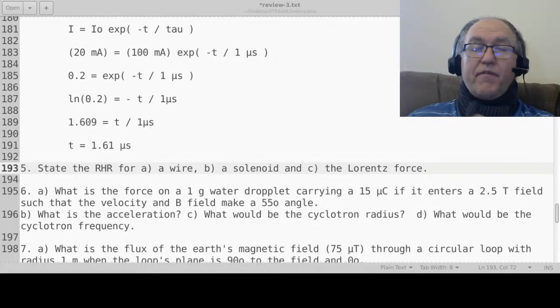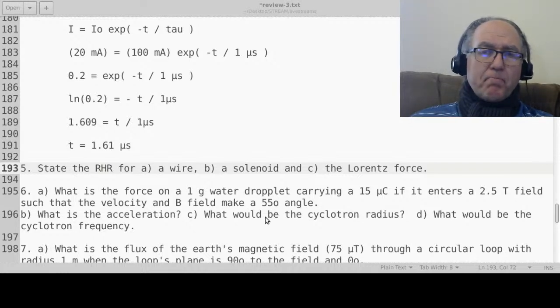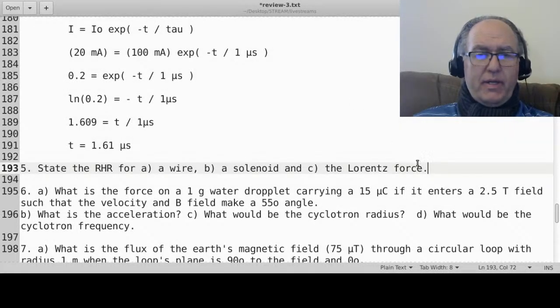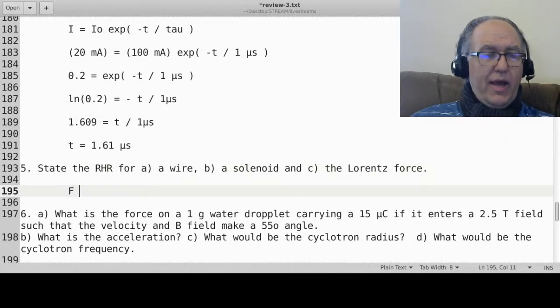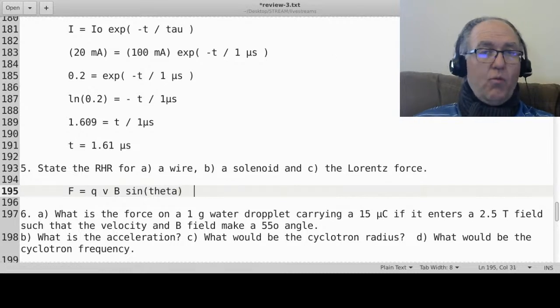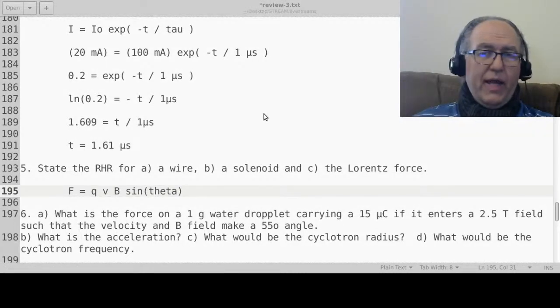And now for the Lorentz force, this one is even more different. We're going to do a Lorentz force calculation in just a minute. But for the Lorentz force, I better write down what the formula is. F is equal to qvB sine theta, like that. That's for a single particle, not a wire. But there's the equivalent one for the wire.